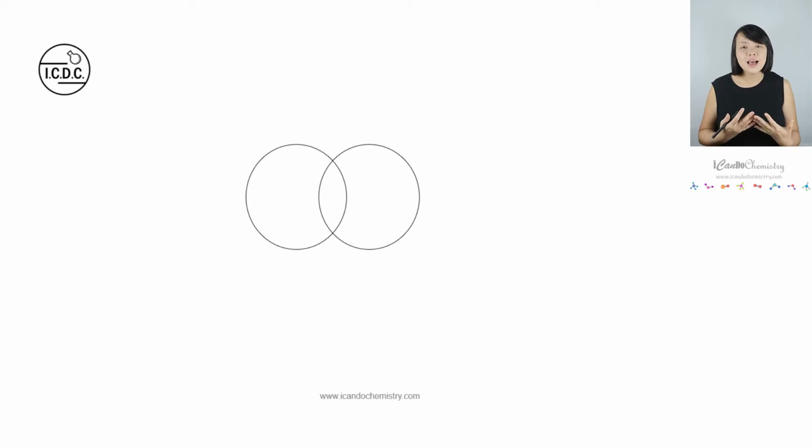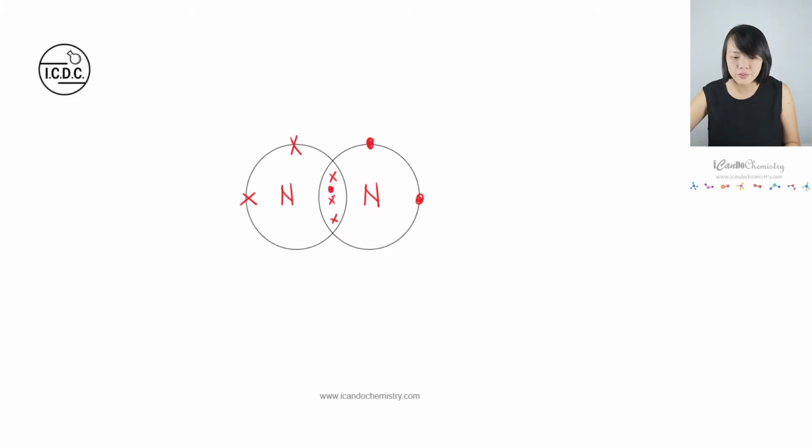Now, what about the last molecule, nitrogen? Now, nitrogen, we know that there are 5 outermost electrons. Each of these nitrogen needs 3 more electrons to attain the noble gas electronic configuration. So, each of them just share 3 electrons. So over here, okay, let me just show you the outermost electrons. Alright, so this particular nitrogen has 5 outermost electrons. The other nitrogen also has 5. So each of them just share 3 of their outermost electrons.